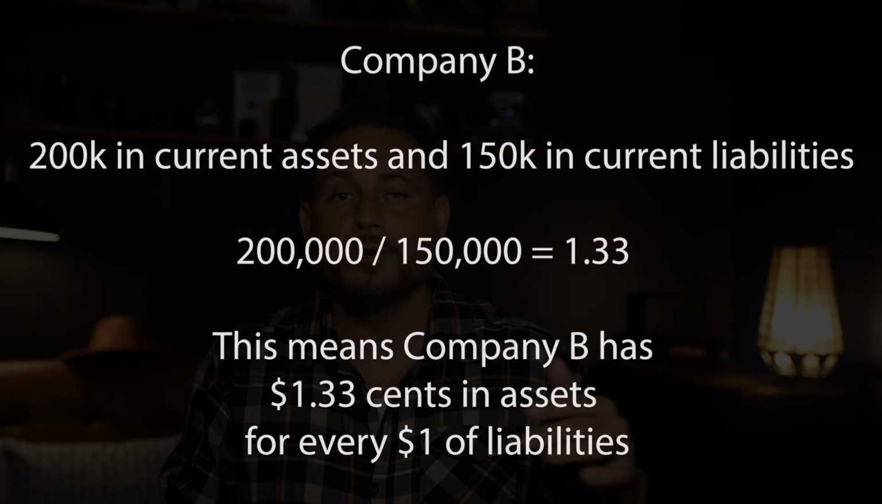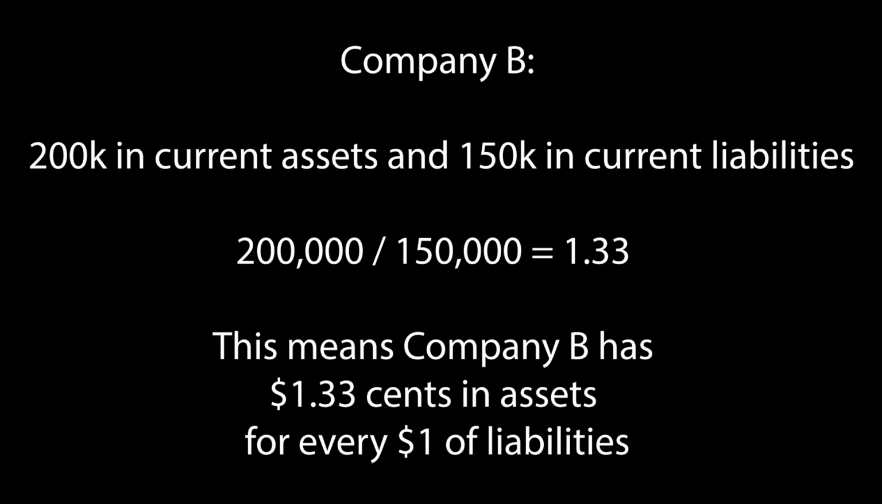For example, suppose Company B has $200,000 in current assets and $150,000 in current liabilities. Using the formula for current ratio, which would make it 200,000 divided by 150,000, we get 1.33. This means Company B has $1.33 in assets for every $1 of liabilities. And lenders and creditors will always use this ratio when looking into a company. They want to ensure a company has enough cash to stay afloat, so this will affect the company's ability to access leverage, which is crucial.